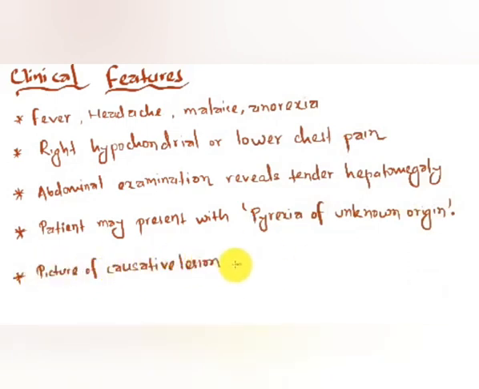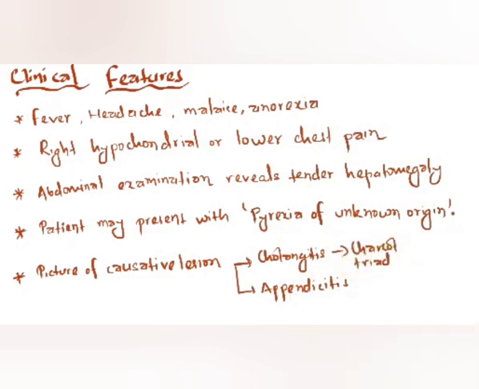The picture of the causative lesion may be present. For example, in case of cholangitis, it can present as Charcot's triad. Charcot's triad is the triad of pain, jaundice, and fever with rigors. In case of appendicitis, there is migratory pain in the right iliac fossa.